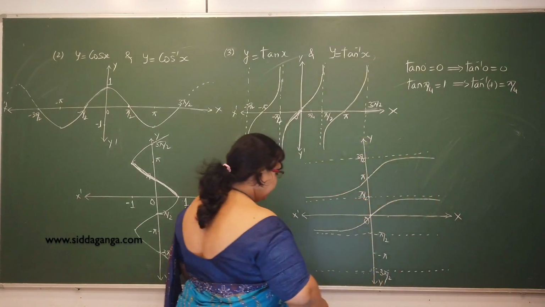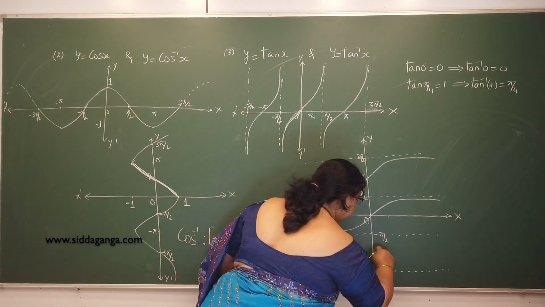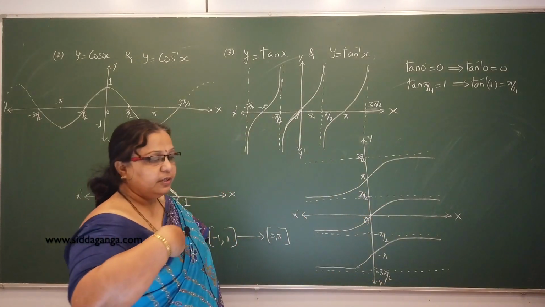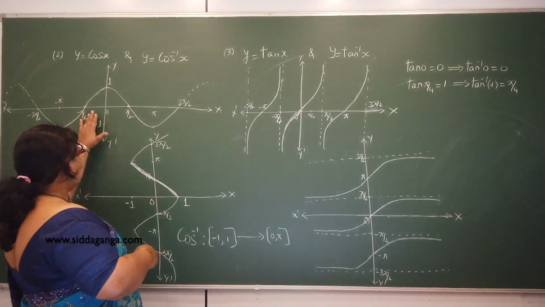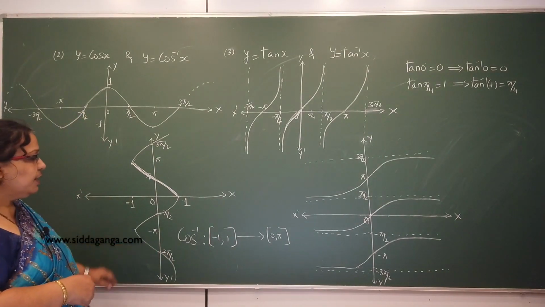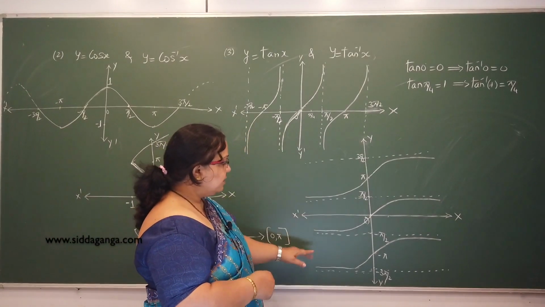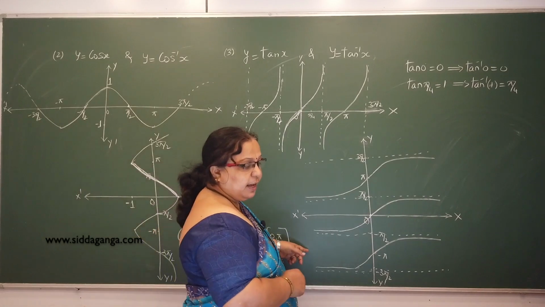So this is the graph of the function y equal to tan inverse of x. So this is the graph of y equal to cos x and y equal to cos inverse of x, and this is the graph of y equal to tan x, and this is the graph of y equal to tan inverse of x.